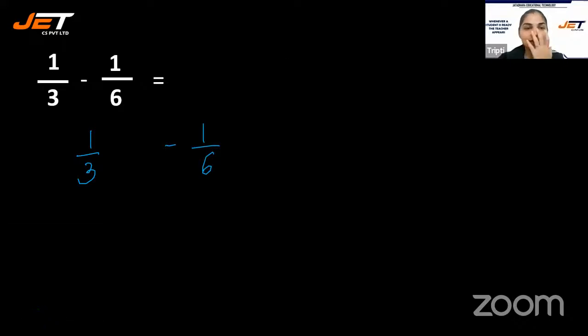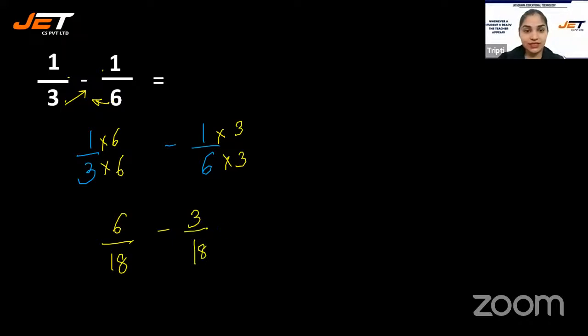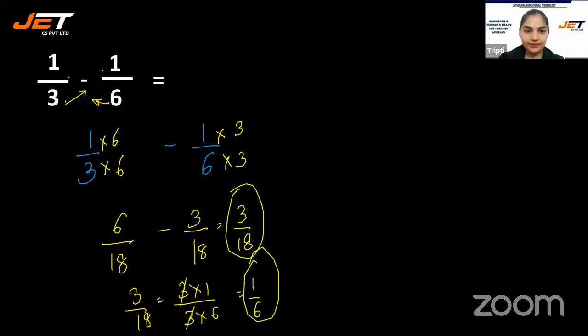It will go in cross. 6 will go to that side, 3 will come to the other one. So here, 6 is going to that side, you can see the arrow, as 3 is going to the other side, you can see the arrow over there as well. So 1 times 6 is 6, 3 times 6 is 18, minus 1 times 3 is 3, 6 times 3 is 18. 3 by 18. And I can write 3 by 18 as 3 times 1 and 3 times 6. It's 1 by 6. This is the answer.